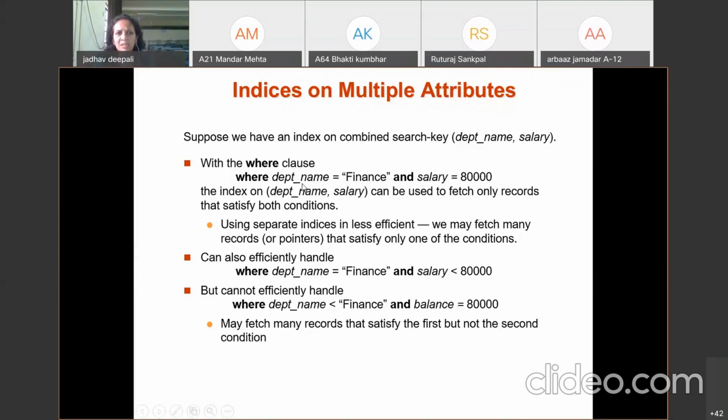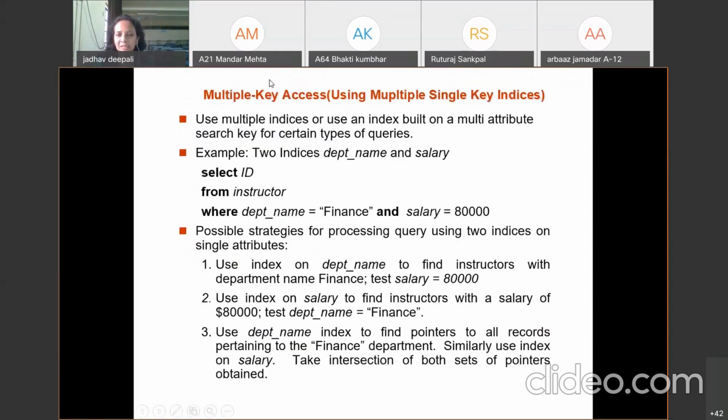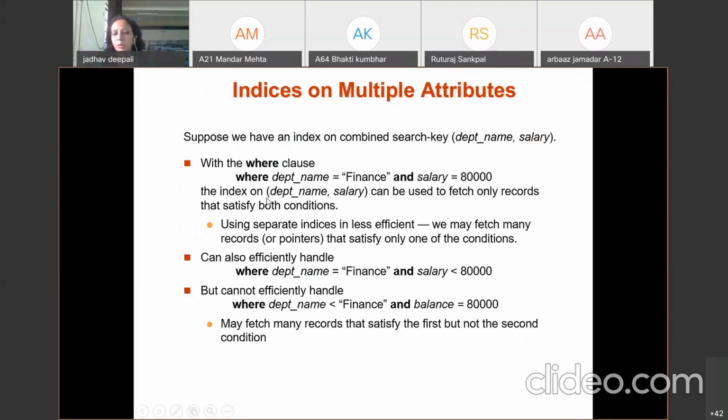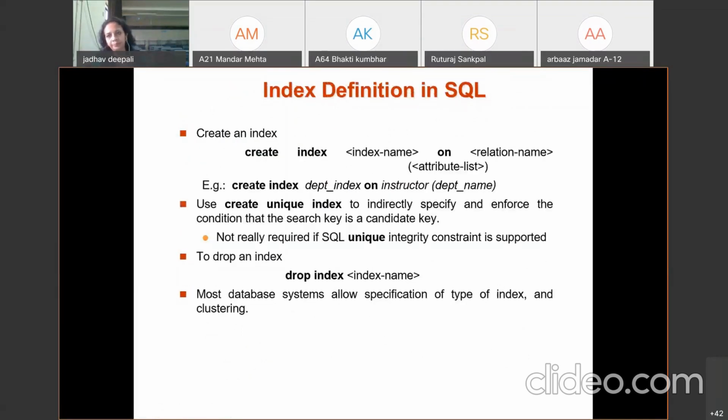That is the simple concept of multiple indices or multiple key access. So these kinds of questions are normally asked as write a short note, for 4 to 6 marks.